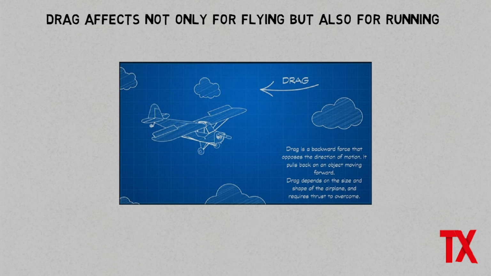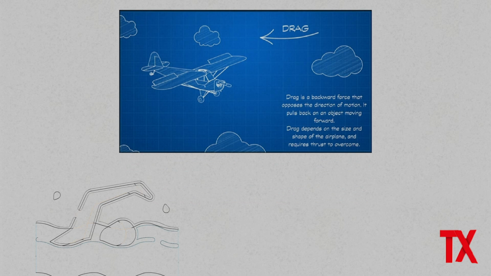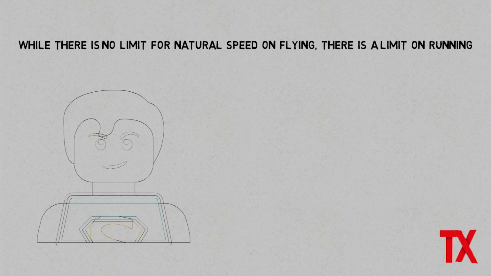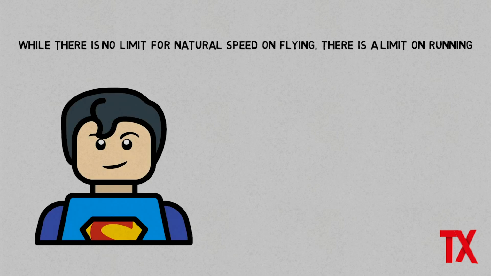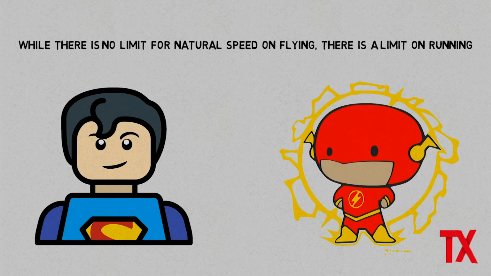In flying, the area exposed to the flow is less when compared to running. You'll get this fact clarified when you think about swimming and walking in a pool. Flying and running are the same, just swimming and walking on air. While drag affects flying less, there's no limit of natural speed for flying, but for running there is. So when we consider reality, Superman has a great chance of outrunning the Flash.